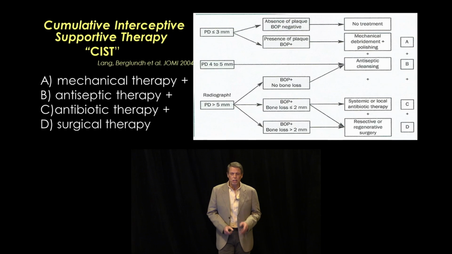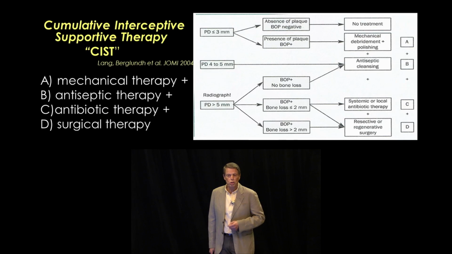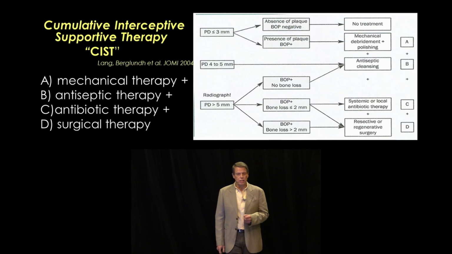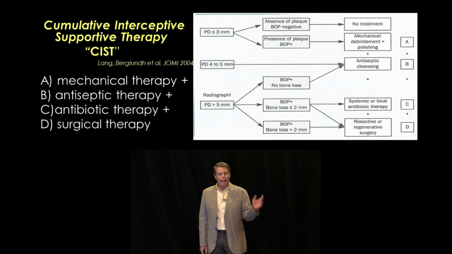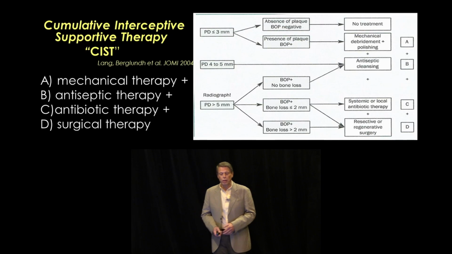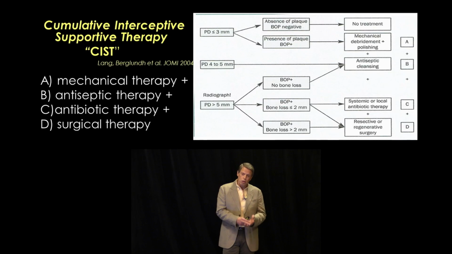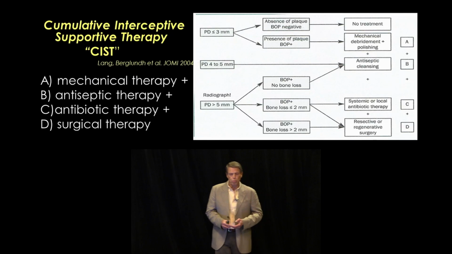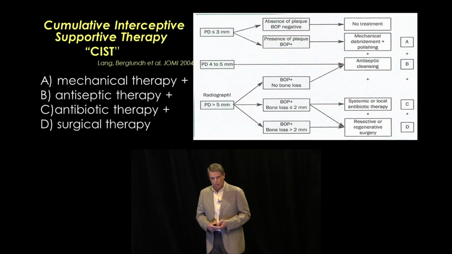To accomplish these goals, we're going to use a technique called Cumulative Interceptive Supportive Therapy, or CIST, first presented by Lang and Brägger back in the late 90s, and then subsequently by Lang, Brägger, and Bergundi. We're going to use an incremental approach to treat peri-implant disease.